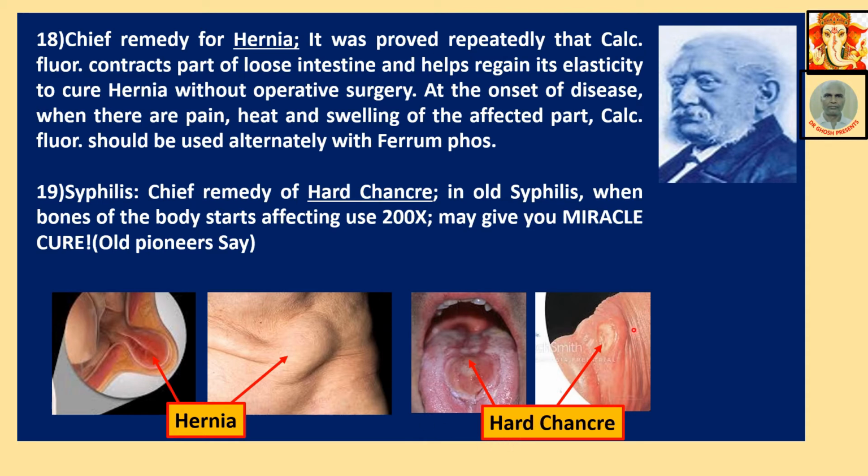Here are images of hard chancre: this one is on the opening of the bare portion of the penis, and this is on the tongue. This chancre may appear in various places. These are just ulcers, hardened ulcers with raised edges, and they come generally on mucous membrane. There is not much pain, but this is a very characteristic thing of syphilis. In the first phase of syphilis, this chancre is noticed.